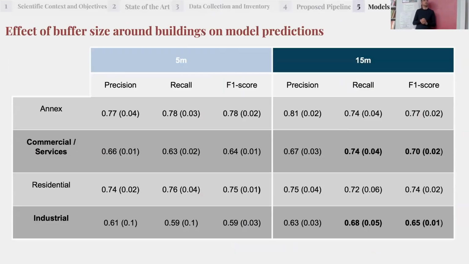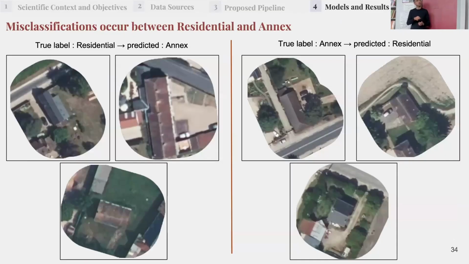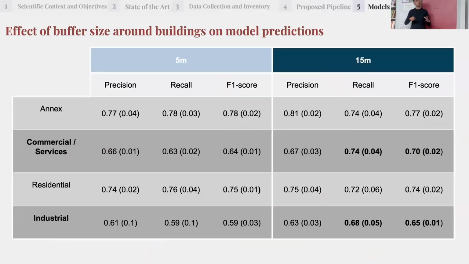Another experiment. When we create our data set, we use a buffer size around the building to capture the environment. When we create this buffer, we use two sizes, 5 meters and 15 meters, and we want to study the effect of the buffer size on the prediction. So if we have more information around the building, it could help the model or not.